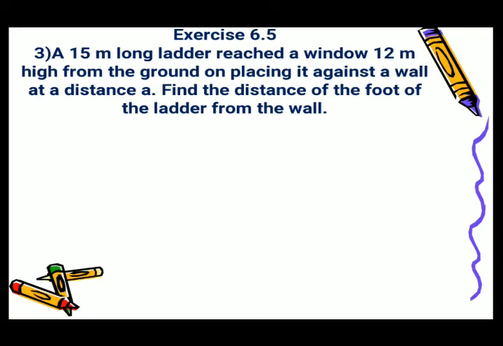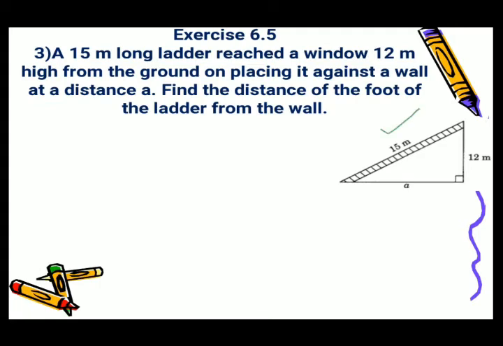6.5. Third question. A 15-meter long ladder reached a window 12 meter high from the ground. On placing it against a wall at a distance a, find the distance of the foot of the ladder from the wall. Already a diagram is given. What is given in the question? That a 15-meter long ladder, so 15 meter is the measurement of the ladder. After that, 12 meter high: the window will be here, and the measurement from the ground till the window is 12 meter.